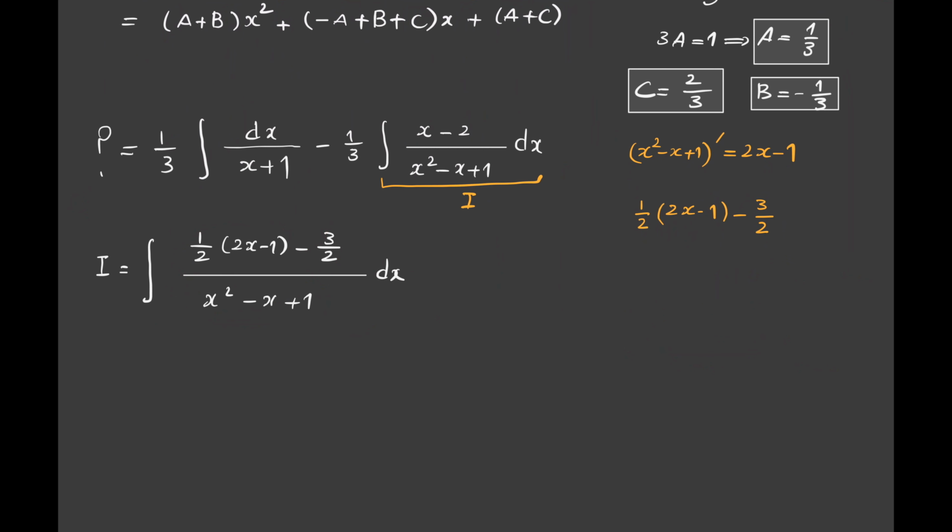And then this factor of 1 over 2, of course, is a constant, so I pull it out. This factor of minus 3 over 2 is also a constant, I pull it out. So if I do all these changes, I will get 2x minus 1 in the numerator, and x squared minus x plus 1 in the denominator dx, and then I have minus 3 over 2 integral 1 over x squared minus x plus 1 dx.